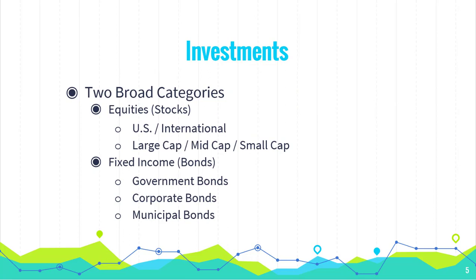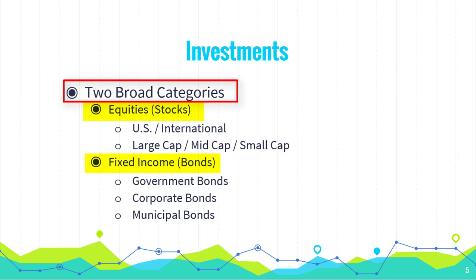A final broad category in finance is related to investments. There are two broad categories of investments: equity investments, where you buy stock in a company, and fixed income investments, where you buy bonds from a company. We will look at both stocks and bonds later on in the course.